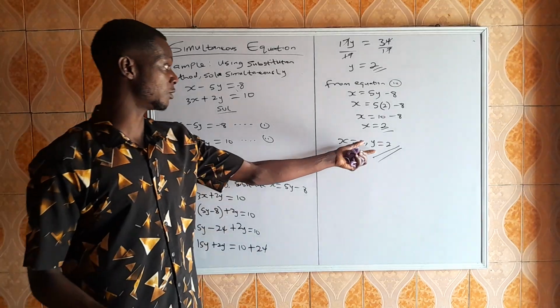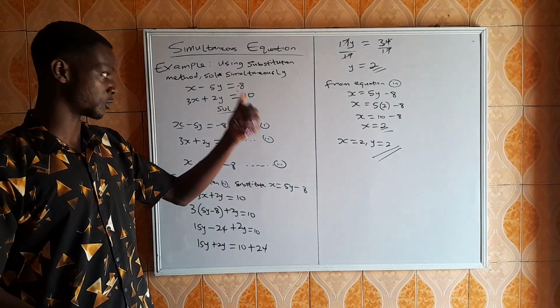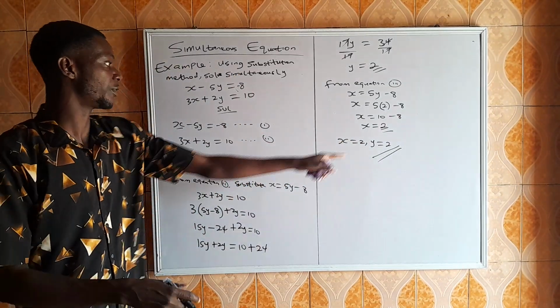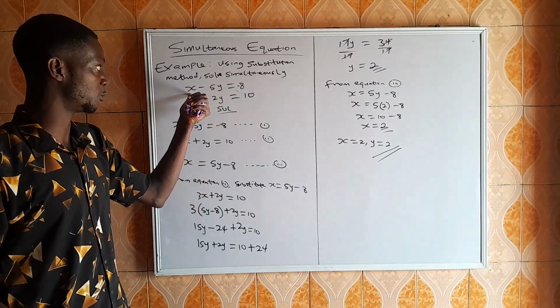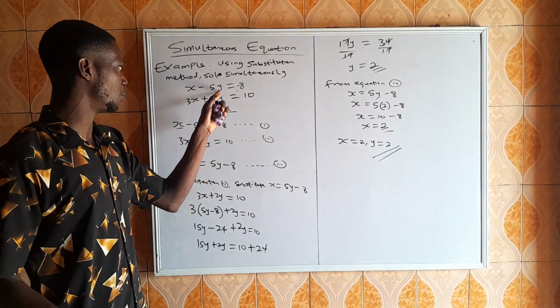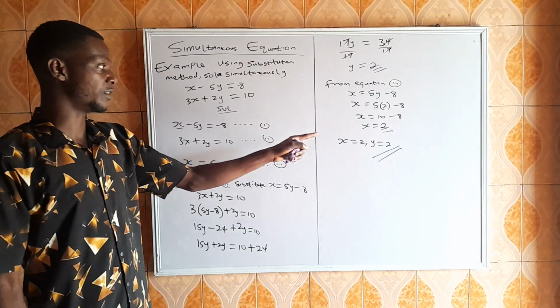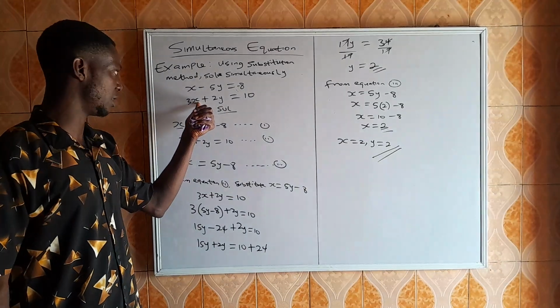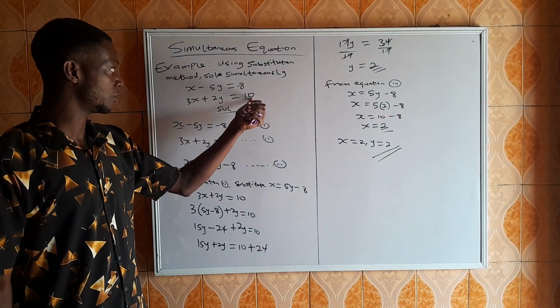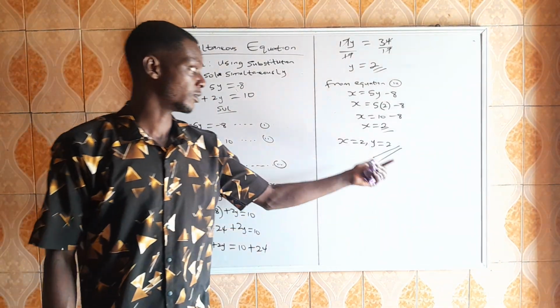When you substitute these values back into the equations, you get this. If you substitute s as 2 here and y as 2, you're going to get minus 8. And if you also substitute s as 2 here and y as 2, you're going to get 10. So those are the answers.